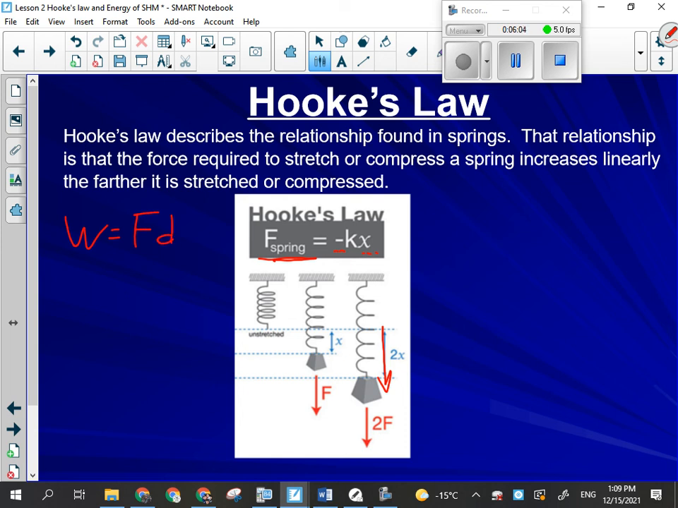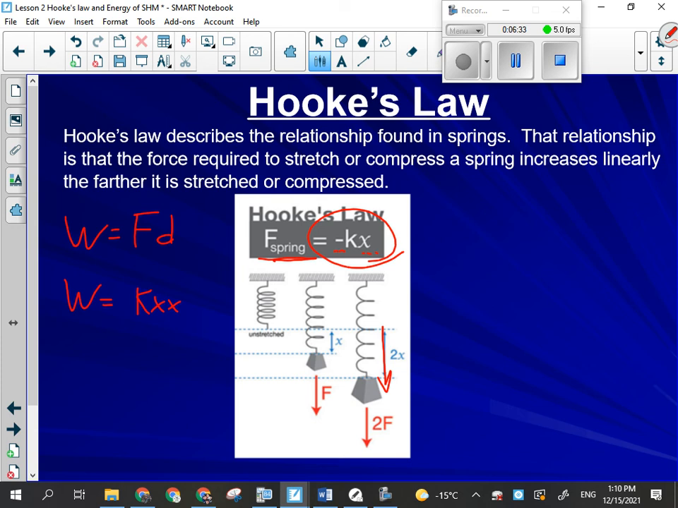Force times distance, right? This force is the restoring force. So when we do work on a spring, we are taking the restoring force, the average in this case, so kx, and we're multiplying it by a distance, another x. Everybody with me on that?